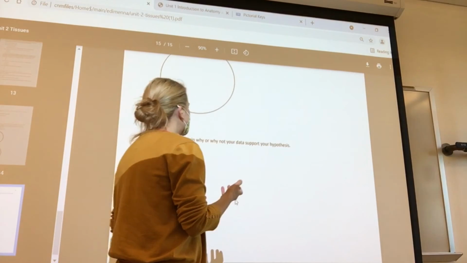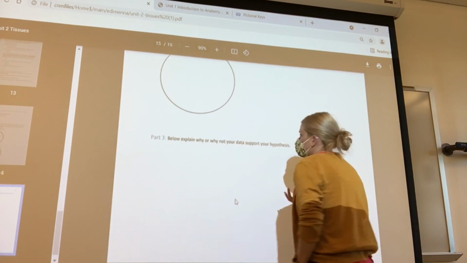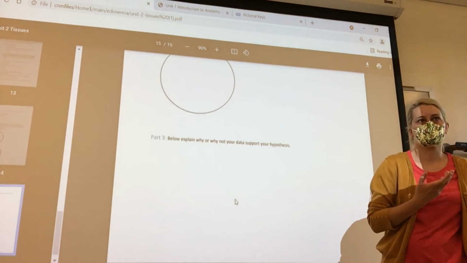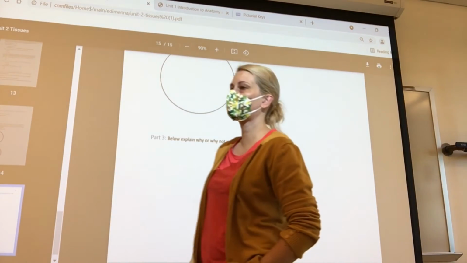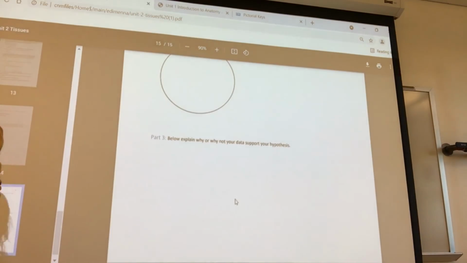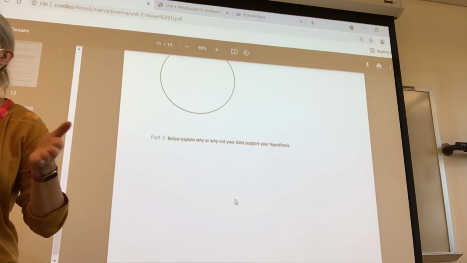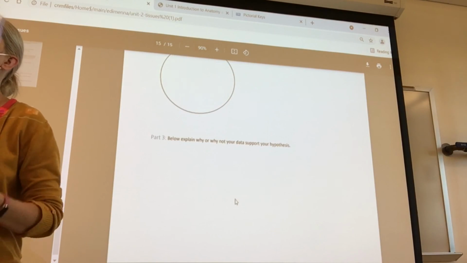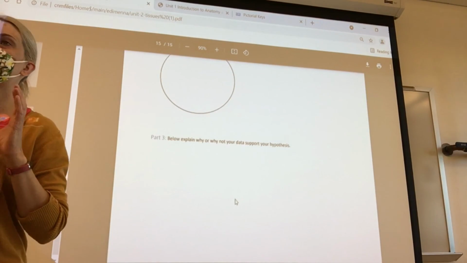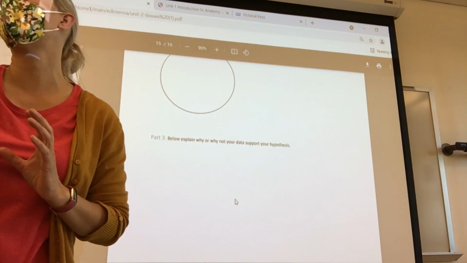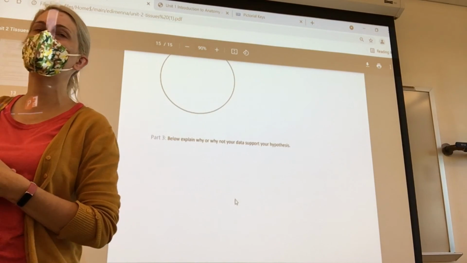And then talk about it. Explain why or why not your data supports your hypothesis. Like, I believe this is accurate because it has these features. Here's my dichotomous key. It has all of these features in line. And more importantly, it does not look the same as these other things that are kind of similar. Also weed out what's in the neighborhood.